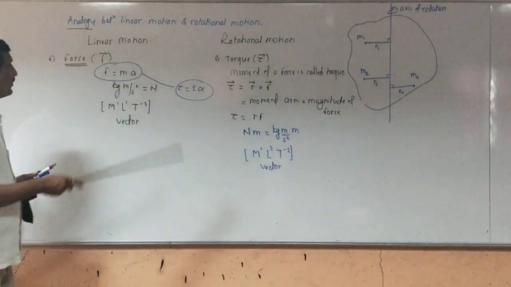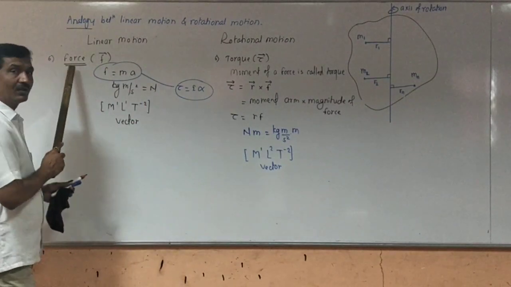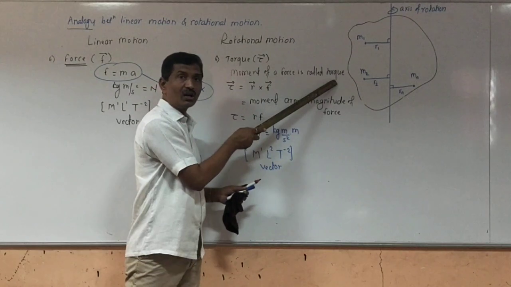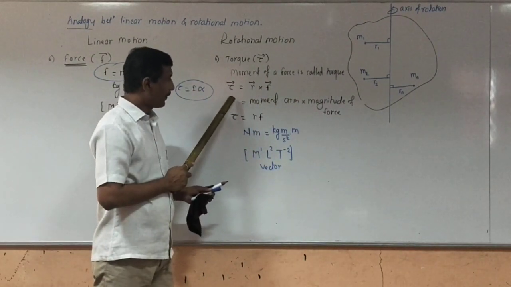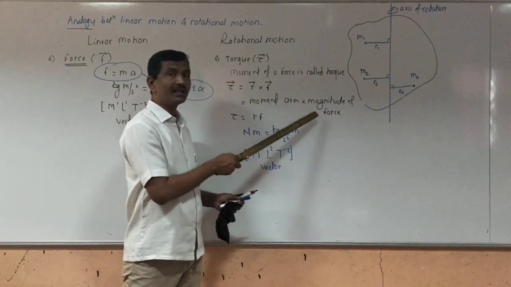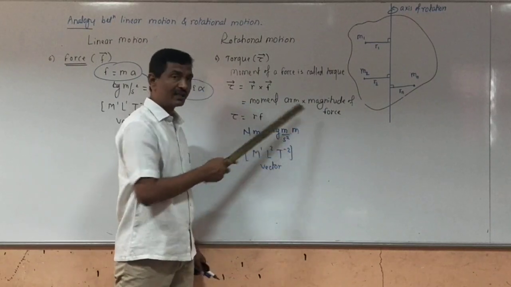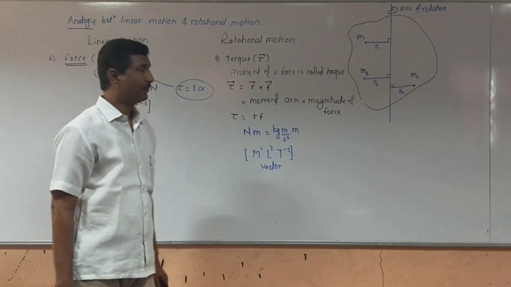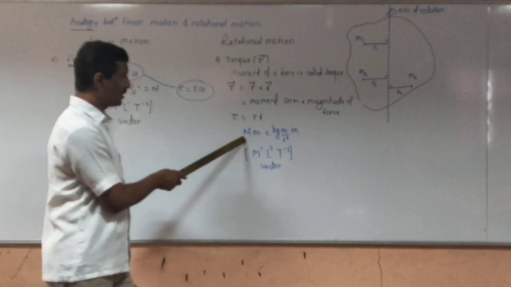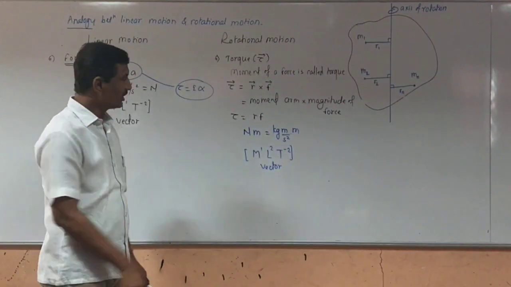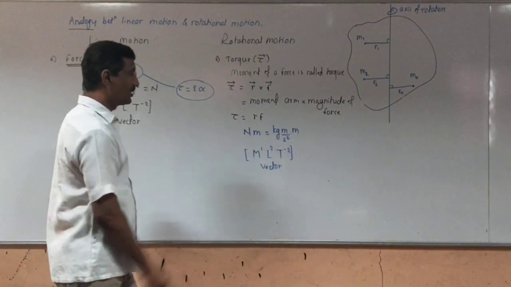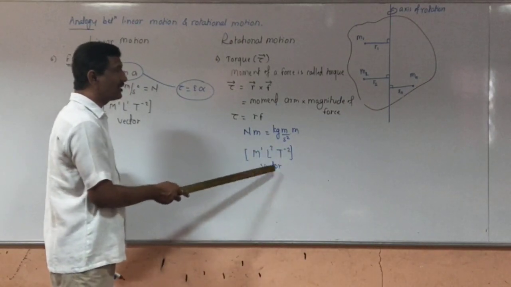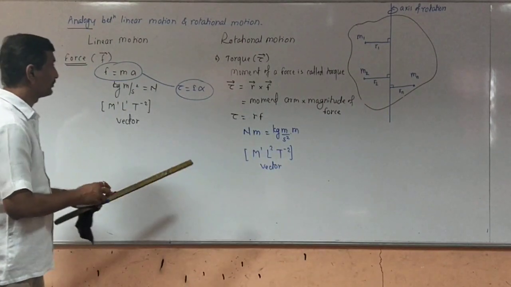So say again, torque is the physical quantity analogous to the force. Moment of a force is called the torque. Therefore, torque is the product of moment arm and magnitude of the force. Hence, tau is equal to r f. In vector form, tau bar is equal to r bar cross F bar. SI unit of the torque is Newton meter, that is kg meter square per second square, and hence dimension is 1 in mass, 2 in length and minus 2 in time, and it is a vector quantity.